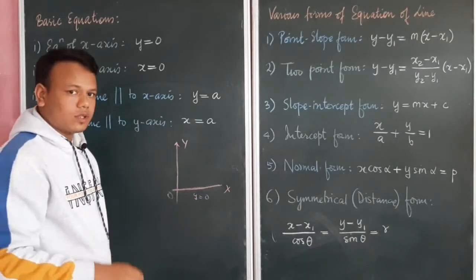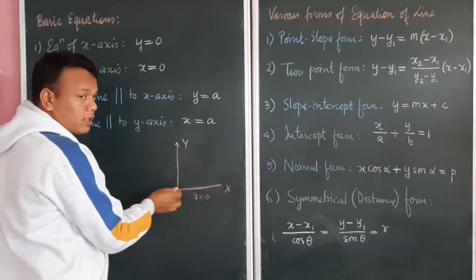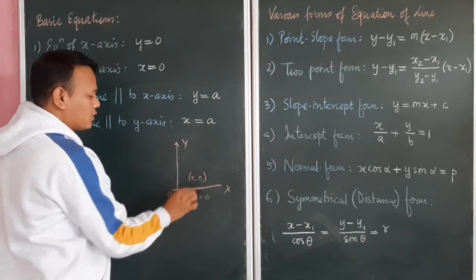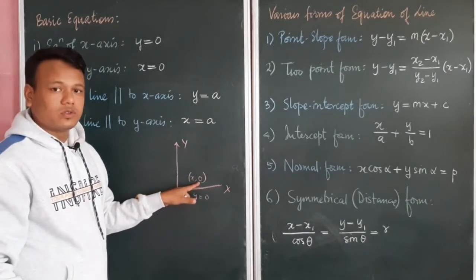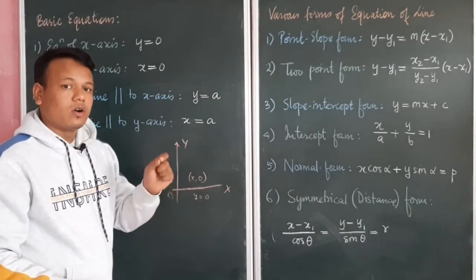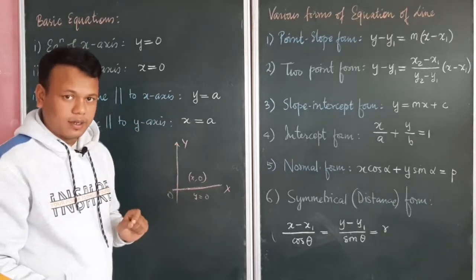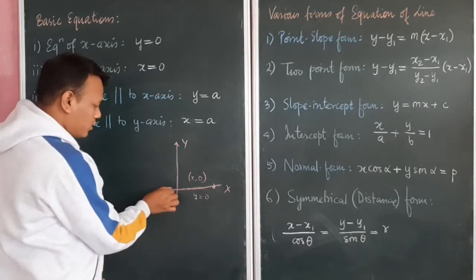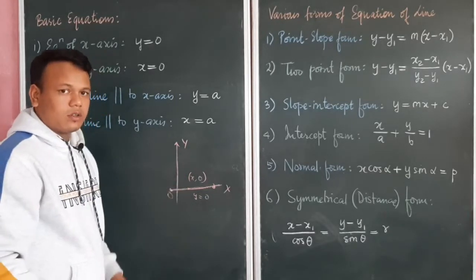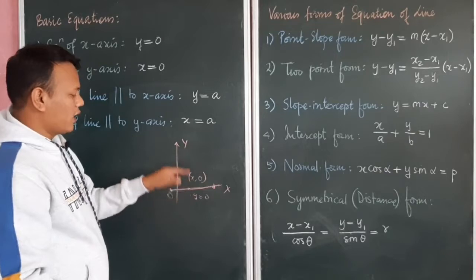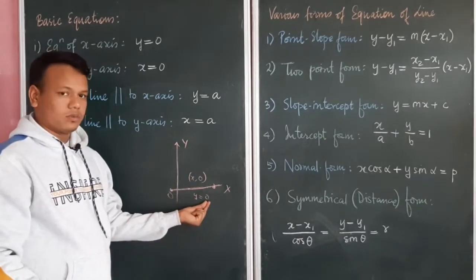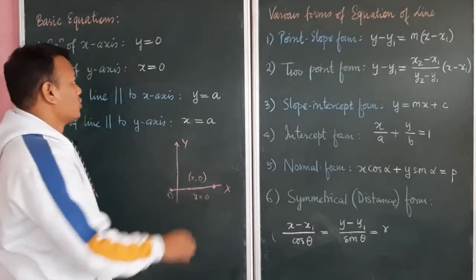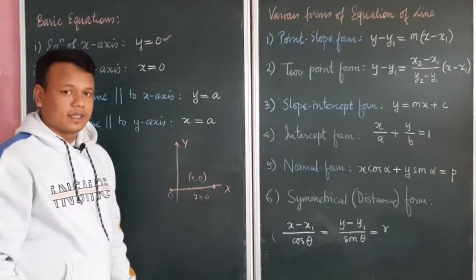Now we always know that any point on the x-axis can be written as (x, 0). That is, the ordinate will always be equal to 0. And what is the ordinate actually? Ordinate is the value of y, right? So if you take this point here, the ordinate is 0. Similarly here also the ordinate will be 0. So that's why the equation of x-axis is written as y equals 0, because at every point on the x-axis the value of the ordinate is 0. So this is the equation of x-axis.